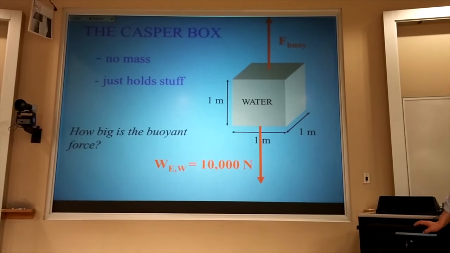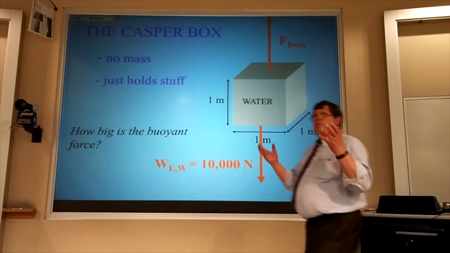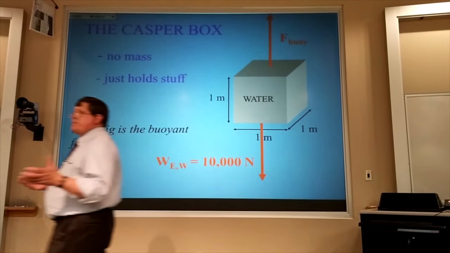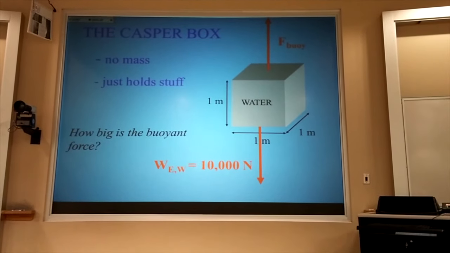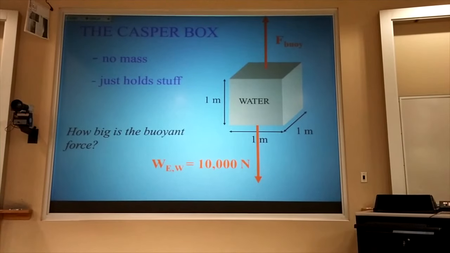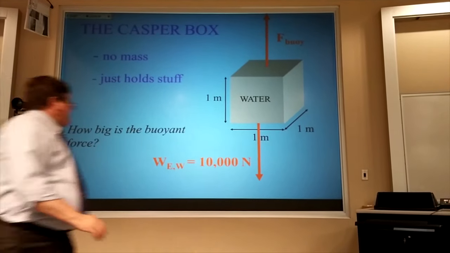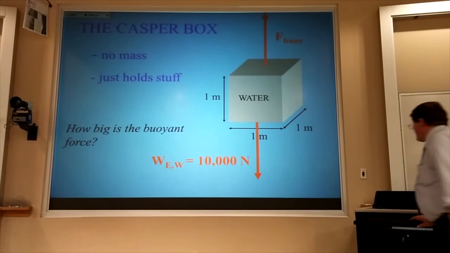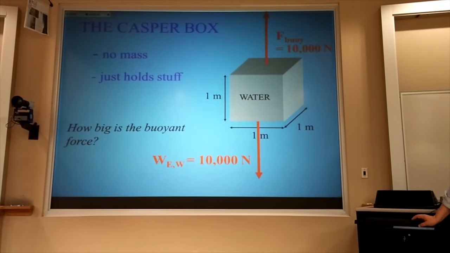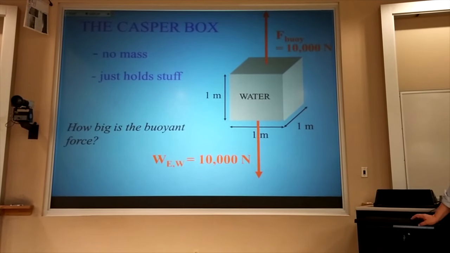And here's where Archimedes' genius came in. He said, you know what? That water in the box doesn't know that it's special. It doesn't know it's different from the other water. And so that means that if I let the box go, it's not going to go up. It's not going to go down. It's going to stay right there. And that means that the buoyant force on that box has to be exactly 10,000 newtons.